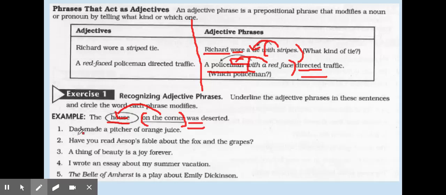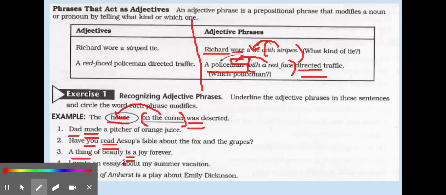So I've got number 1, Dad made a pitcher of orange juice. My subject is Dad. What did Dad do? He made something. Number 2, have you read Aesop's fable about the fox and the grapes? My subject for this is you. What have you done? It's asking if you have read something. Number 3 says a thing of beauty is a joy forever. My subject is the thing, and it is. That is my verb. Lots of linking verbs today instead of action verbs.